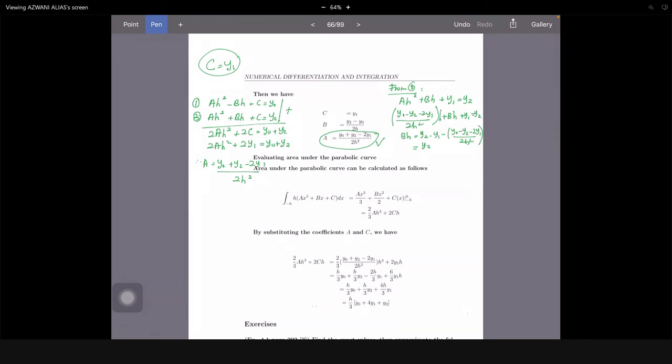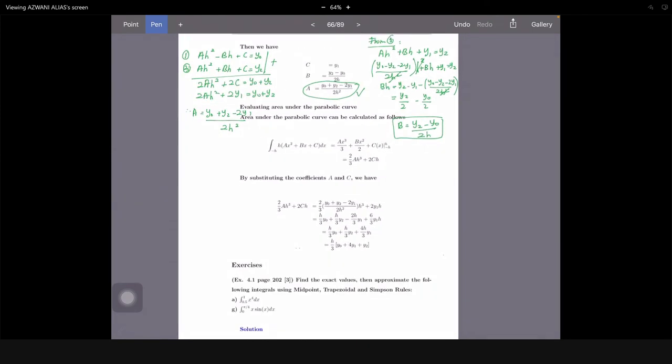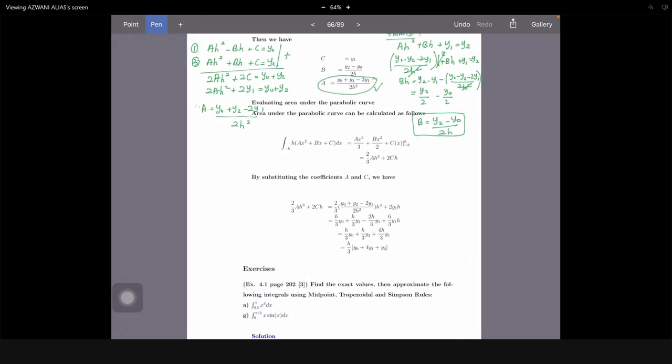Oh, sini ada H kuasa 2. So, boleh cancel out this. Yang ni boleh cancel out. So, tinggal Y2 over 2, Y0 over 2. So, B is equal to Y2 minus Y0 over 2H. Okay. So, dapat the value of B.